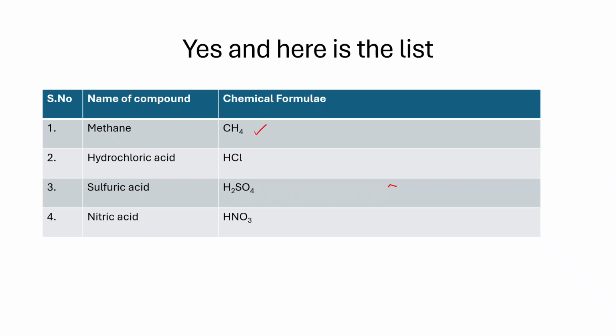Please remember that methane is actually not a trivial name. It is an IUPAC name. But how do we get the name methane? That is under the domain of organic chemistry, so we'll discuss that towards the end of the semester. Then hydrochloric acid is HCl, sulfuric acid is H2SO4, and nitric acid is HNO3. So these are some of the chemical formulas along with the names that you should be able to remember.